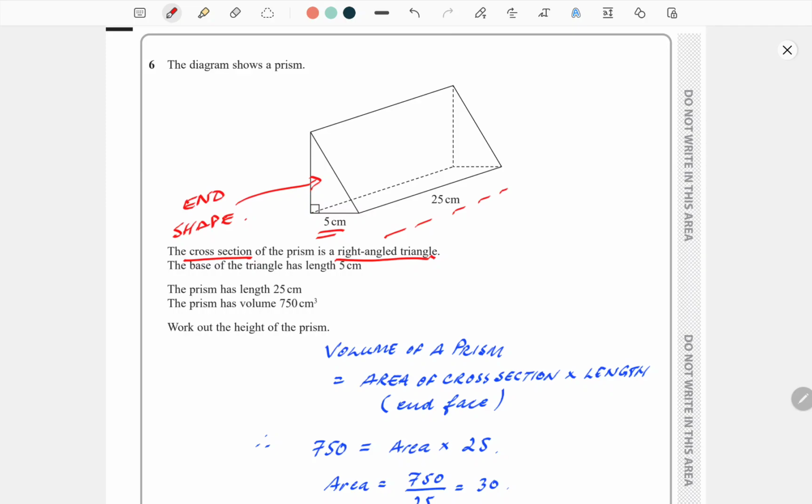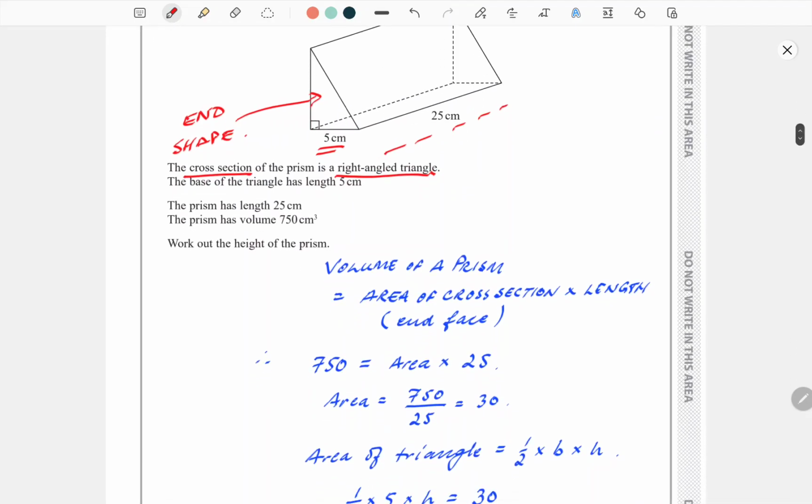And they've given us the volume. Total volume is 750. So the height of the prism is what they're after. So we're going to have to start with the volume and work our way backwards. Just to remind you of the formula, the volume of a prism is the area of the cross section times the length of the prism. So that's the end face that I was talking about.